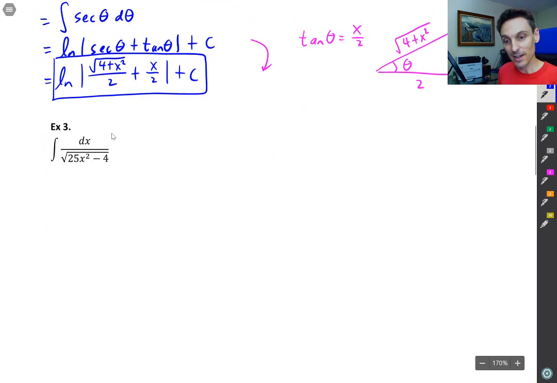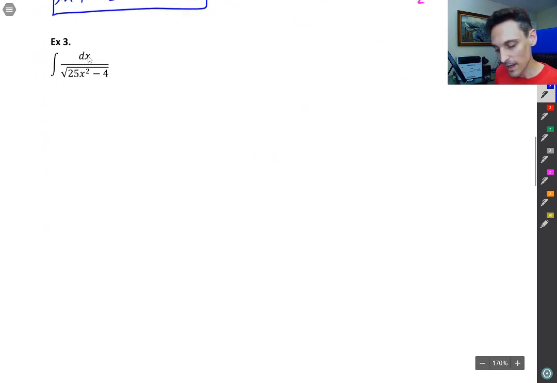Okay, next up we've got example 3, which is the integral of dx over the square root of 25x squared minus 4. And this is of the form x squared minus a squared, right? So which trig substitution are we going to use here? If you said secant theta, that would be correct, or a secant theta. Now the only thing is that here it's a little different because we have this 25 out in front of the x squared. So how can we handle that 25?